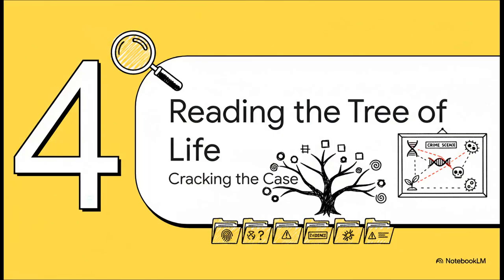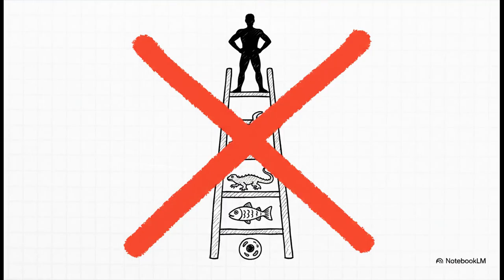Okay, we've got our filing system, we've got our crime scene board, we even know what kind of evidence to look for, that smoking gun. Now it's time to put it all together and actually crack the case by learning how to read this amazing tree of life. But first things first, we have to clear up the single biggest misconception out there. So many people picture evolution as a straight line, this march of progress from lower life forms to higher ones, with humans sitting right at the very top. Let me be clear. That is completely, totally wrong.